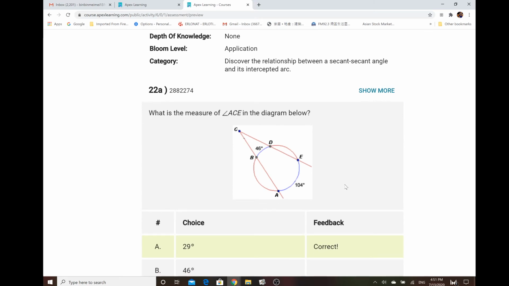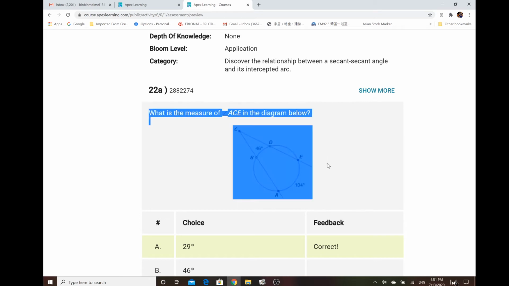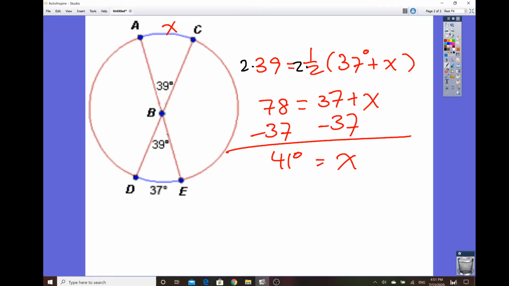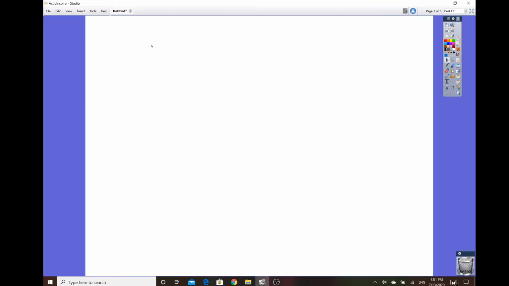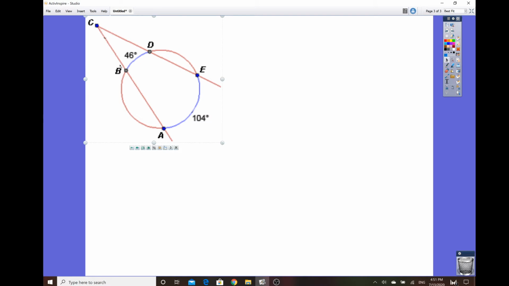What's the measure of angle ACE? Here's another problem. It's quite similar to the inner angle, but this one is called the external angle. Again, I'm going to copy and paste from the previous slide. How do we find the measure of the external angle with two secant lines? This time we need to solve for angle ACE, this external angle. The reason I call it external is because it's outside the circle. The way to do it is quite similar to the inner angle formula.